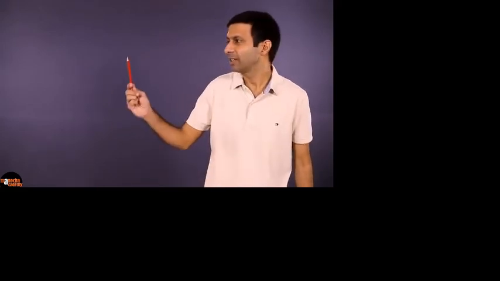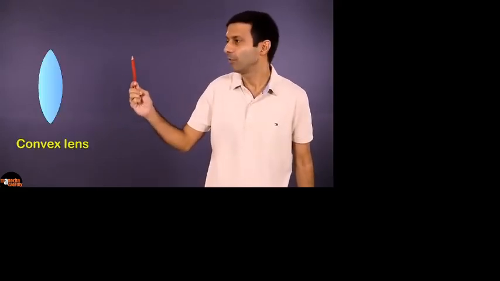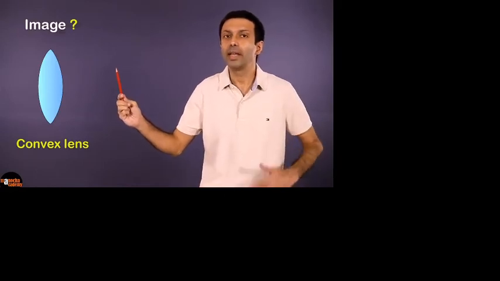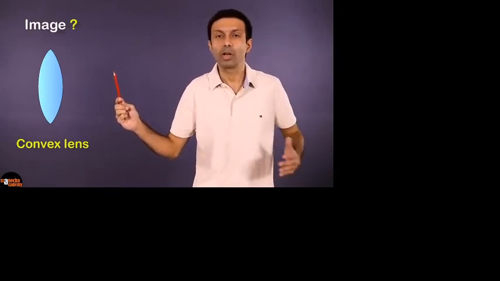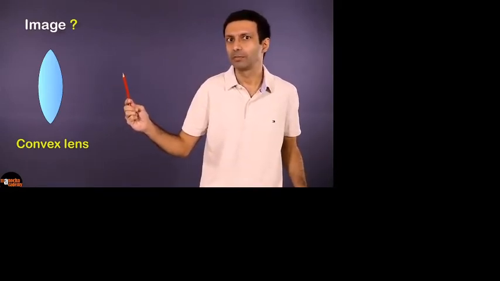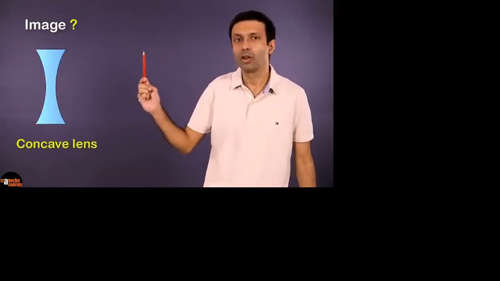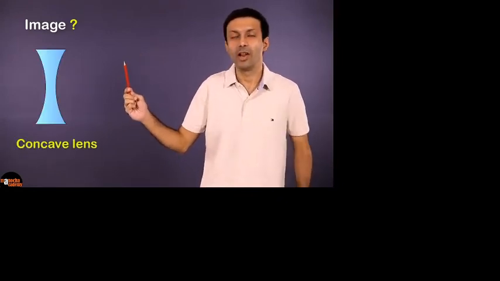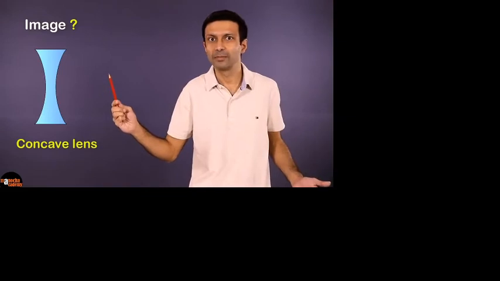Hi friends, if you place an object like this pencil in front of a convex lens, do you know where the image will be formed? What will be the properties of the image? Or if we replace it with a concave lens, what is the image going to look like?